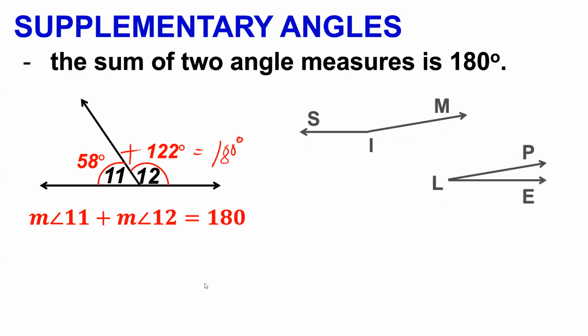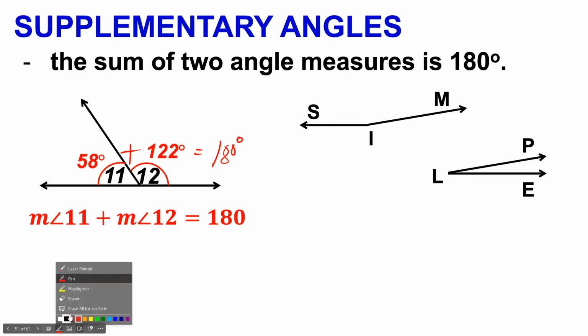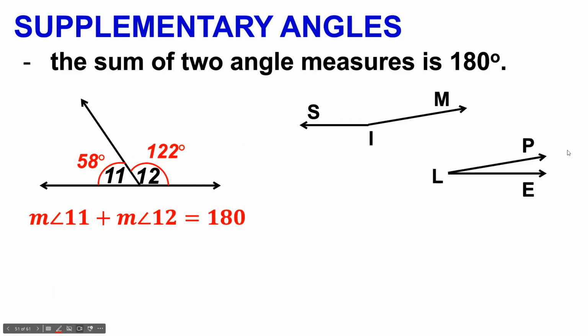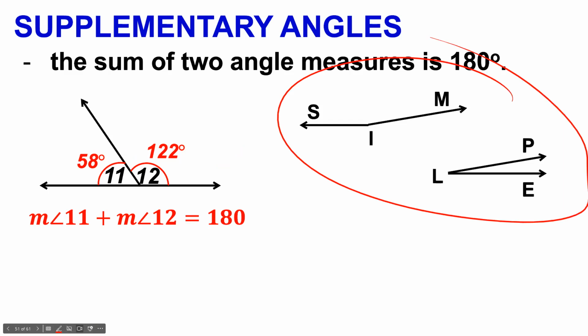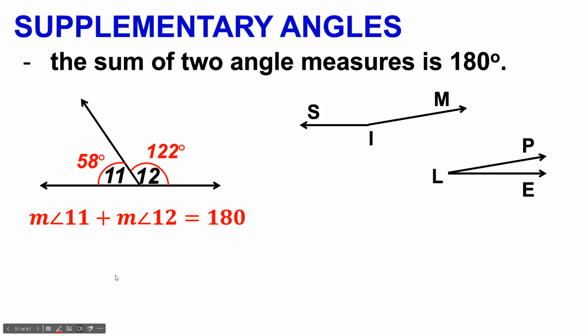Okay? Let's have another example. Again, similarly with complementary angles, supplementary angles can also be non-adjacent. Our first example shows adjacent angles, while in the other example, they are non-adjacent. Therefore, we can still consider them supplementary angles as long as their sum is 180 degrees.